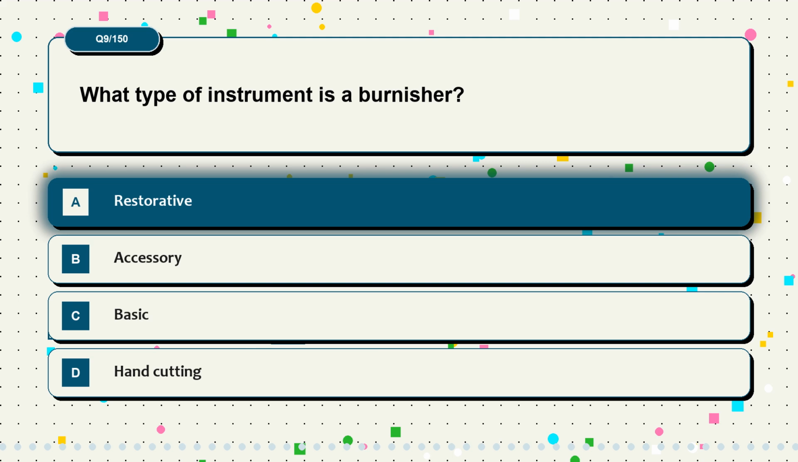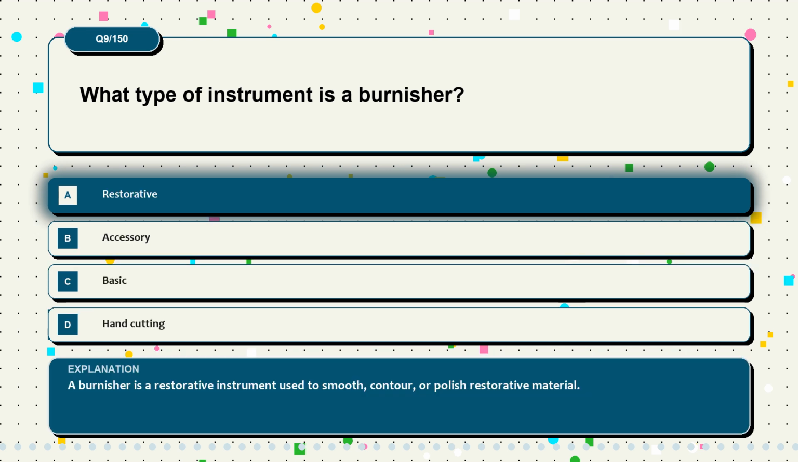The correct answer is option A, restorative. A burnisher is a restorative instrument used to smooth, contour, or polish restorative material.